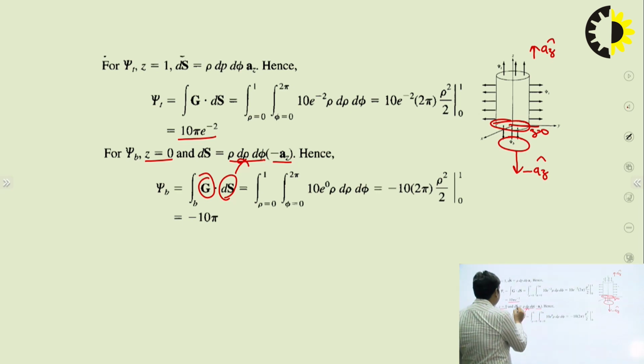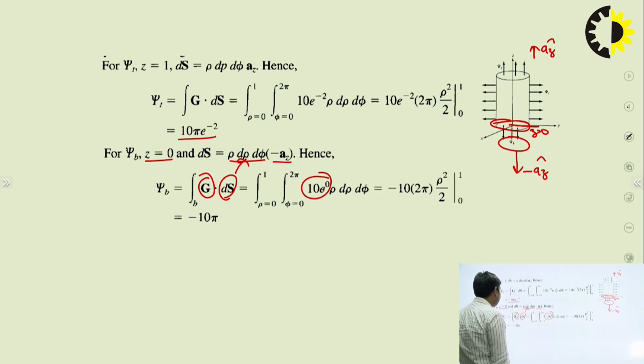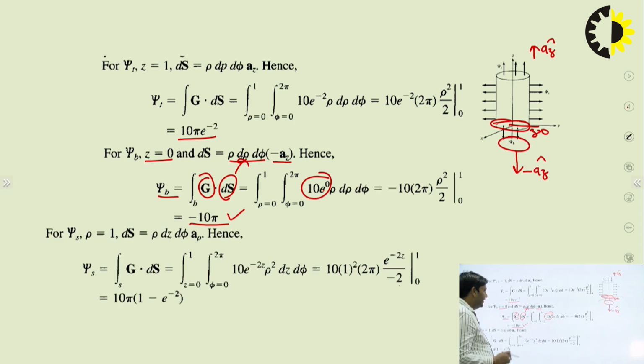and vector D is defined as tan e raised to the power minus 2z, where z is equal to 0. So e raised to the power 0, so tan into e raised to the power 0, which is 1. So we can easily calculate the bottom flux by solving this integral, which is equal to minus tan pi. So the top flux is tan pi e raised to the power minus 2, and the bottom flux is minus tan pi.